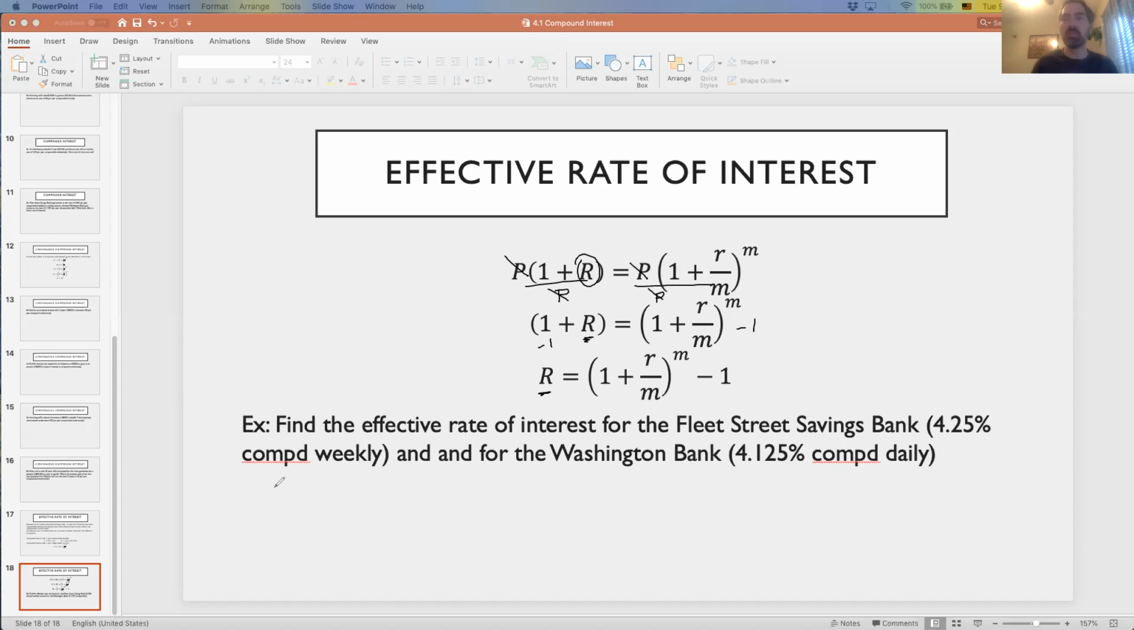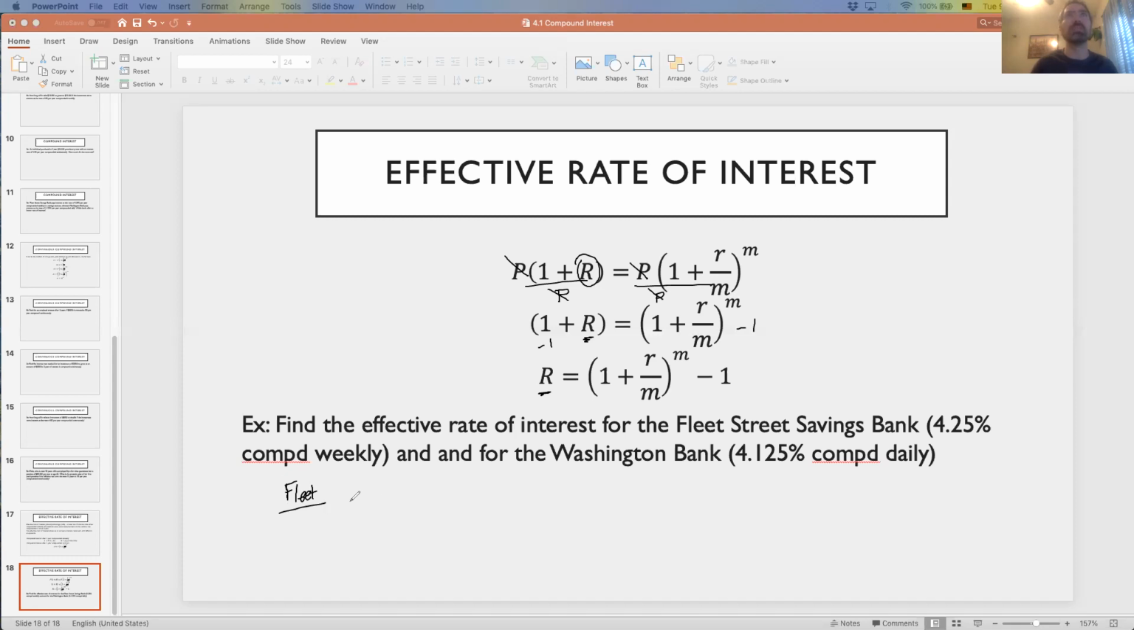All right, and then we can compare which one has a better investment. Is it better to invest your money in 4.25% compounded weekly, or 4.125% compounded daily? And it's not so obvious here. Now, if you were to just look at the rates, of course, 4.25 is better than 4.125, but Washington Bank has more compounds, right? You're compounding daily, 365 times a year, as opposed to only compounding weekly, 52 times a year with the Fleet Street Savings Bank. So it's not so clear cut. You have to take into account the compounds. But we can calculate the effective rate of interest for each of these banks, and then we can compare the two.